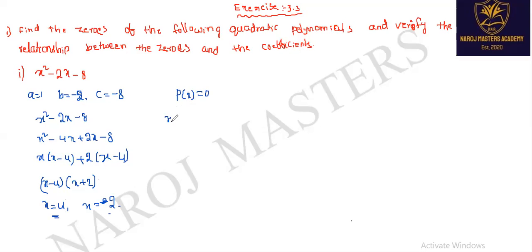Then x minus 4 equal to 0, then x is equal to 4. That is alpha is equal to 4. And x plus 2 equal to 0, then x is equal to minus 2. Then beta is equal to minus 2. Okay, these are the zeros of the polynomial. To verify the relationship between the zeros and the coefficients, we get the sum of the zeros.